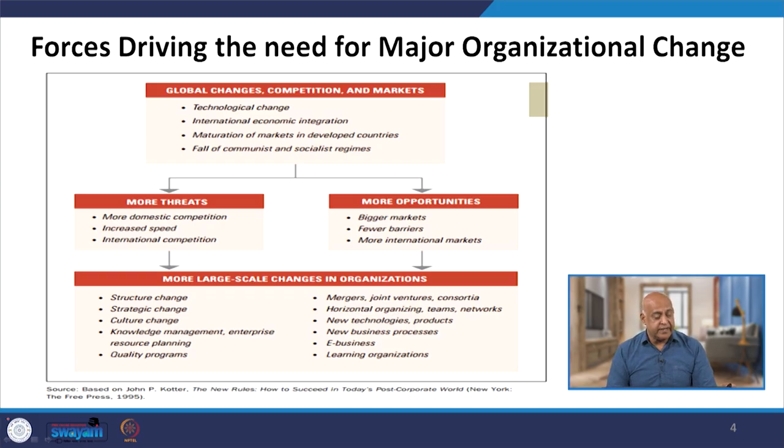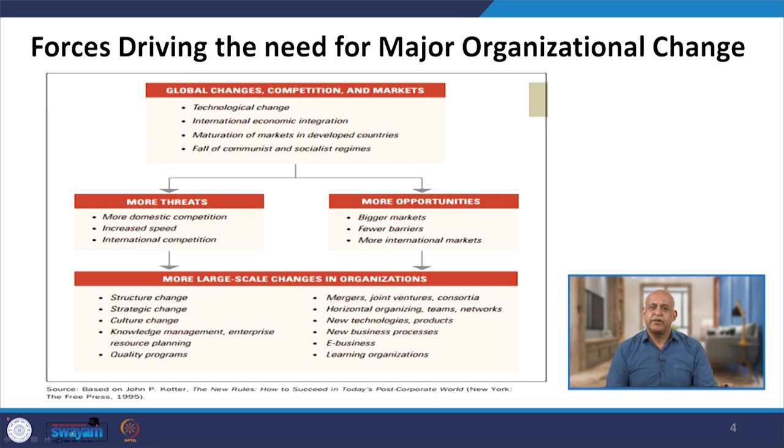Here we will find more threats, more domestic competition. On one side you have to face global competition, and on the other side this domestic competition. So more domestic competition is another threat. Like in India, when we talk about MSMEs, micro, small, medium enterprises, those enterprises are emerging and growing fast, so that is also becoming a very great threat. Another is the increase in the speed of the market, so you have to increase your speed of growth and making changes, otherwise you will not be sustainable. And the third one is international competition. So one side is domestic competition, the other side is international competition.